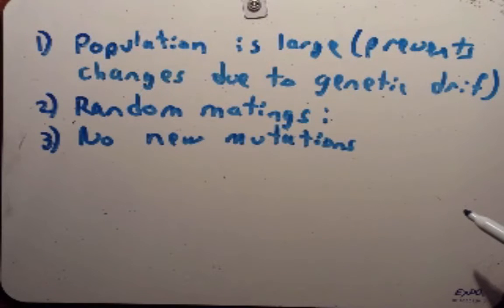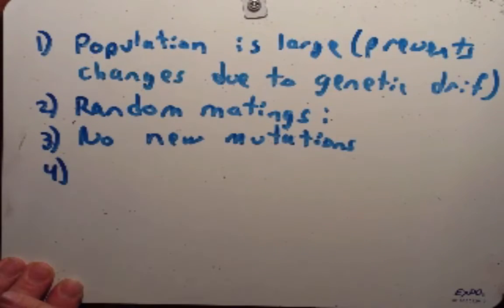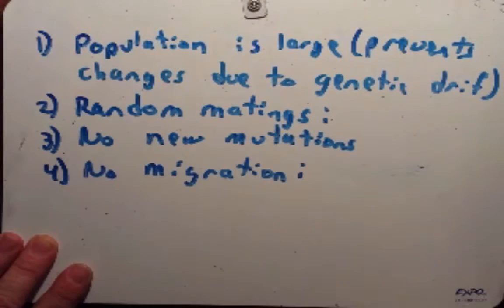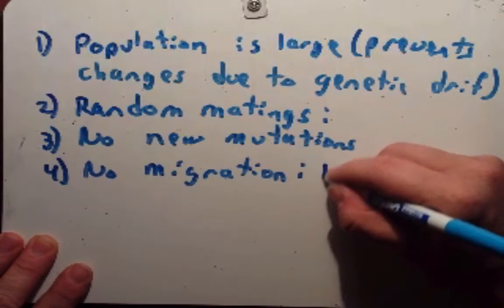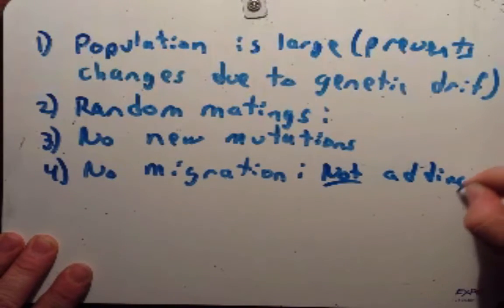This principle only makes a prediction about one gene pair at a time. So no new mutations in the gene of interest. Number 4, no migration. No migration means that we are not adding to the gene pool, so the gene pool is not changing.